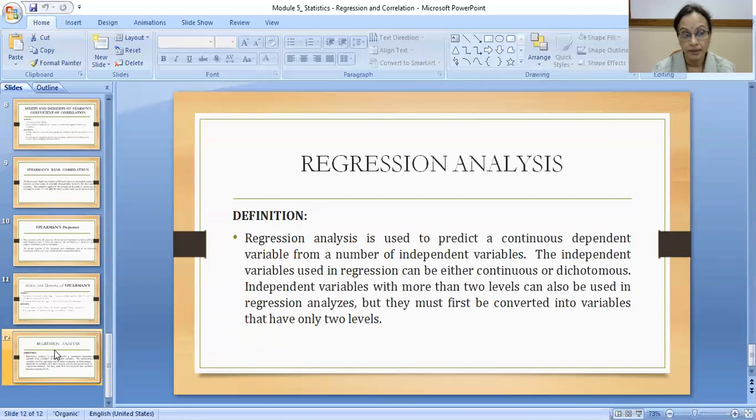So in this way, the fifth topic, that is correlation and regression, will be discussed in detail. Thank you.